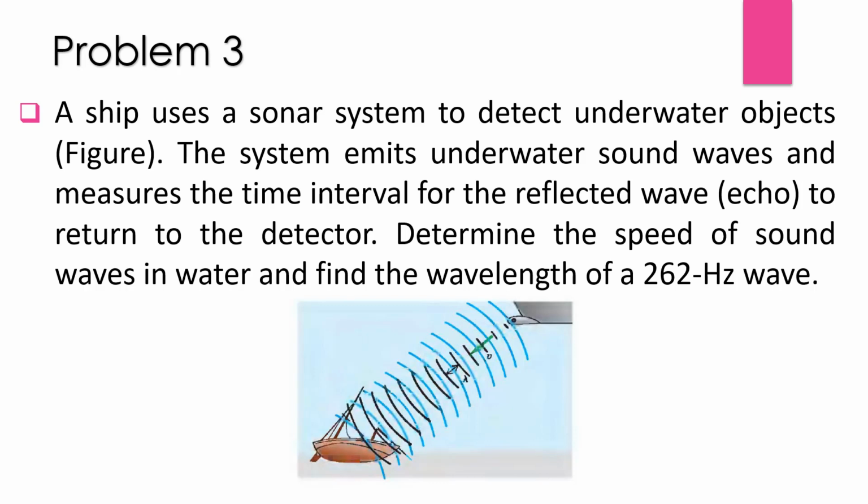Okay, so there are two unknowns here. First, we need to determine the speed of sound in water. Okay, and we will find the wavelength of a certain frequency of the sound wave. So first we need to solve for v, and then we need to solve for the wavelength lambda.